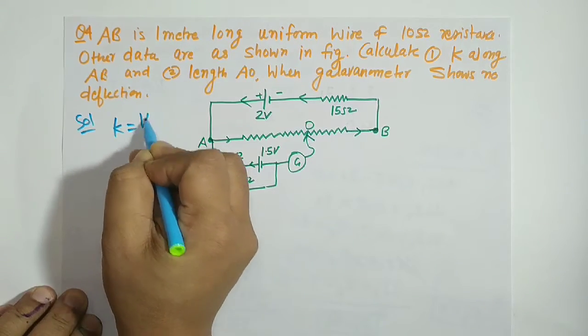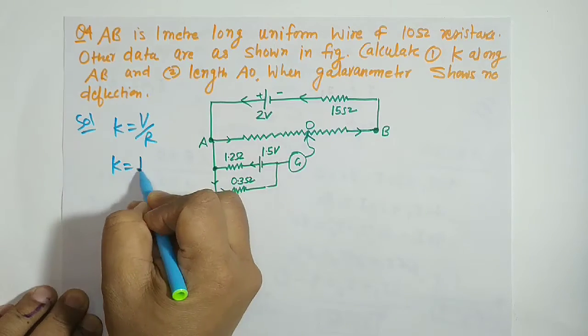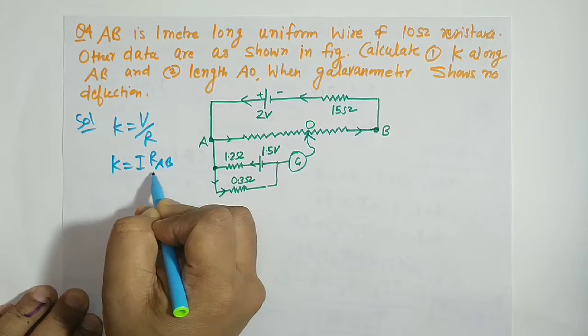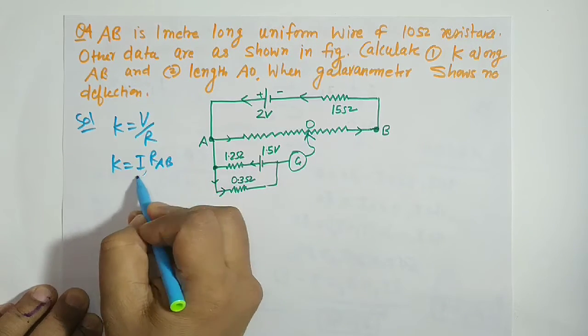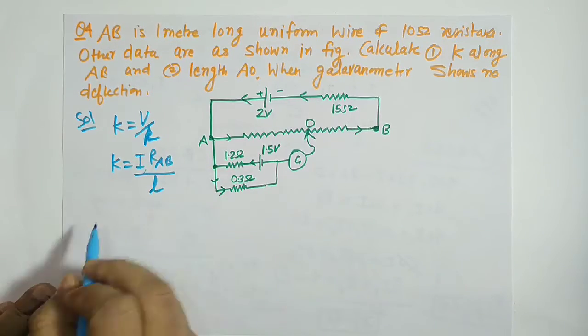Yes, potential gradient is V by L. I think all of you remember. Here this is the external. So V is what? Not V by R, it is V by L. So this will be this.